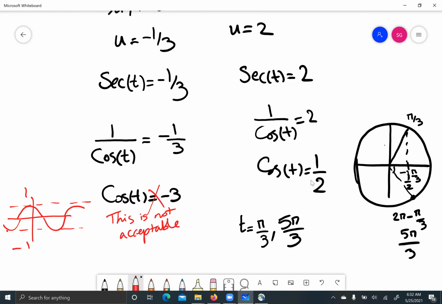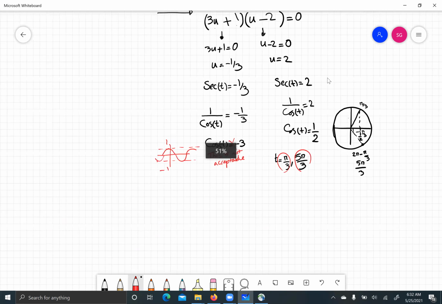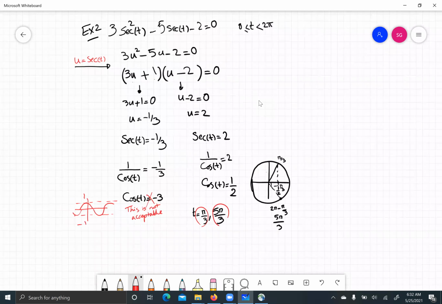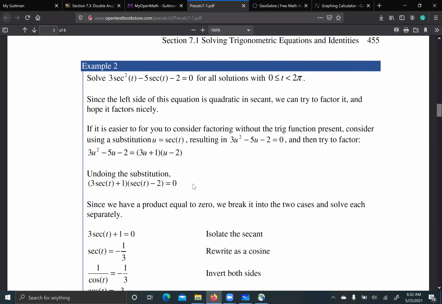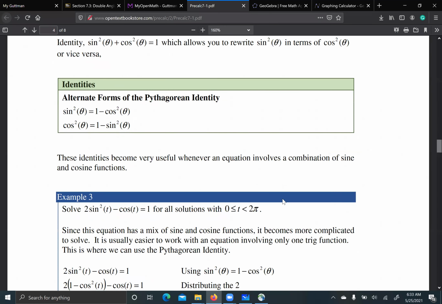Okay, so that's it. These are the solutions. So for this equation, we first labeled secant as u, and then we treated this as algebra and solved it algebraically. And then finally, we again incorporated the trig part to solve it for t. So the answer is pi over 3 and 5 pi over 3. You can also look at the graph to verify your work.